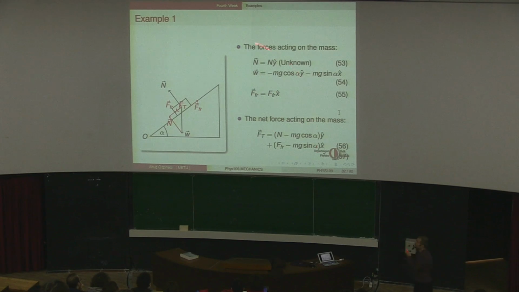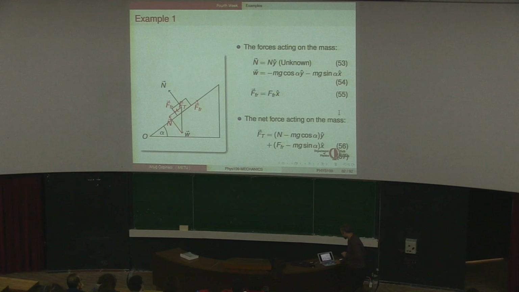We have written down all the forces, so we can write the total force acting on my object. We just sum the y components and sum the x components. In the y direction, the normal force and the weight give N minus mg cosine alpha. In the x direction, there is the friction force and a component of the weight, so it is plus the friction force minus mg sine alpha along the x direction. So this is the total force acting on my mass.